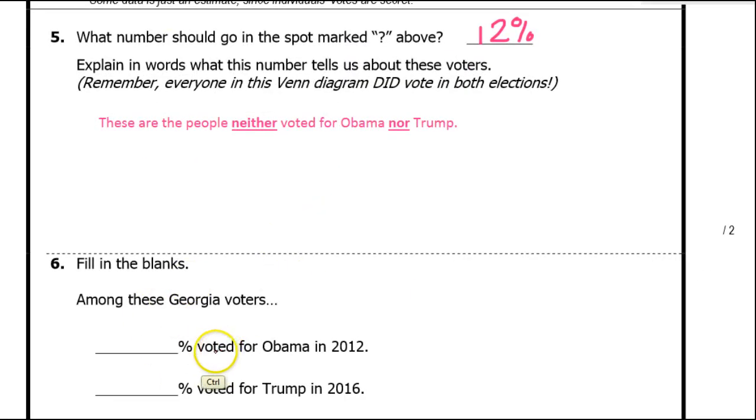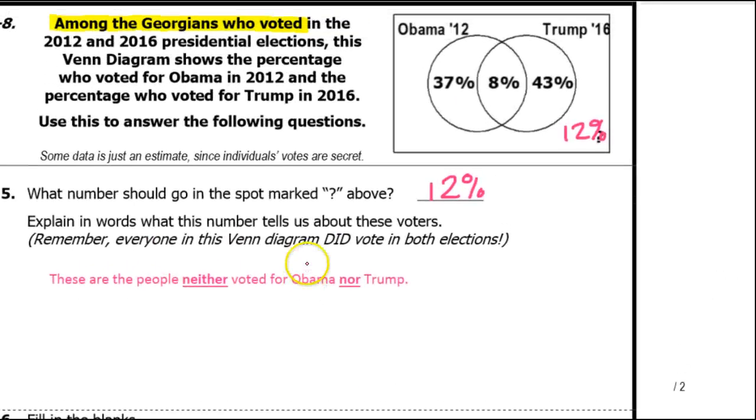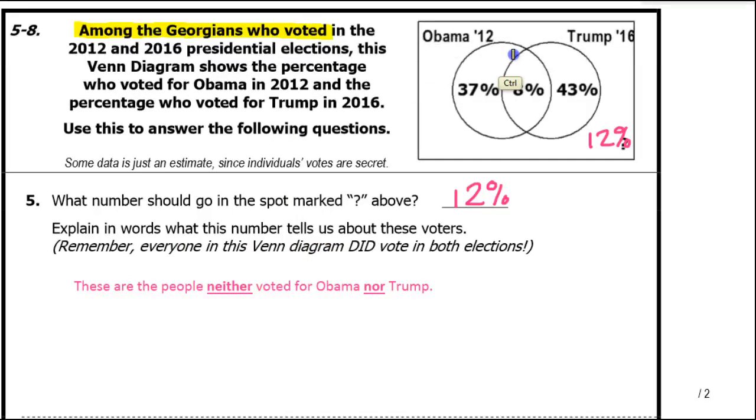Please understand that when we talk about people who voted for Obama in 2012, this is the circle for Obama 2012. Everybody in this circle voted for Obama in 2012. A lot of people put 37%. I want to say most of the people who took this quiz put 37% as the answer. That's wrong because you're leaving out the 8%. These people are in the Obama circle. They also voted for Obama in 2012. They voted for Trump in 2016, but that was another election. They were free to vote for somebody else. So you have to add these numbers together. That's why we're talking 45. I'm adding these numbers up.